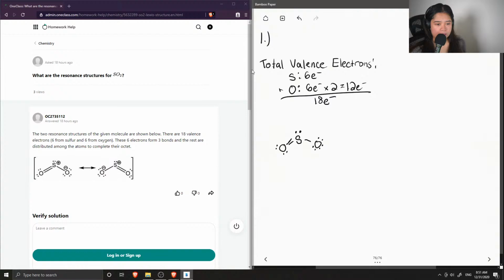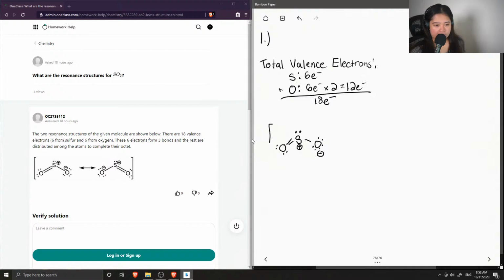Okay, so now these have charges. Sulfur has a positive charge, and oxygen has a negative charge. Okay, so this formal charge structure is actually preferred since oxygen is more electronegative than the sulfur. It will most likely carry the negative charge.